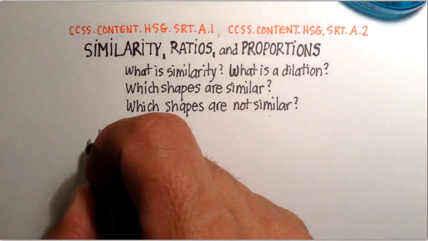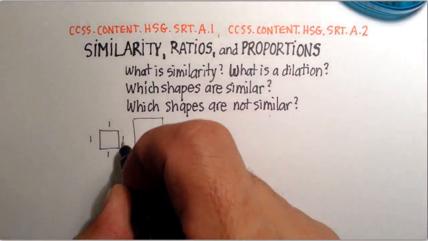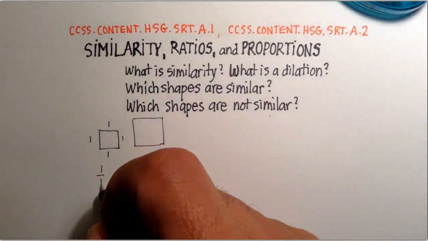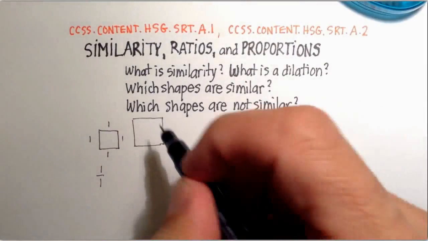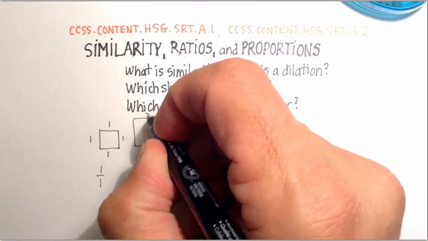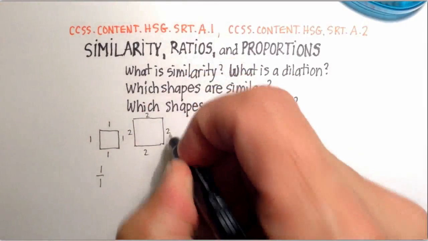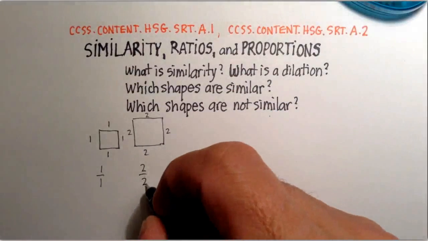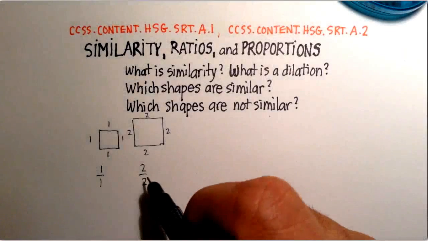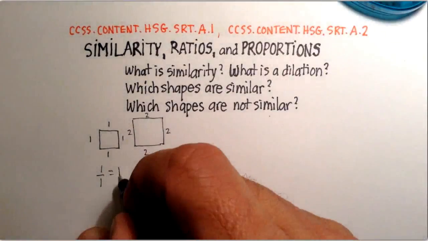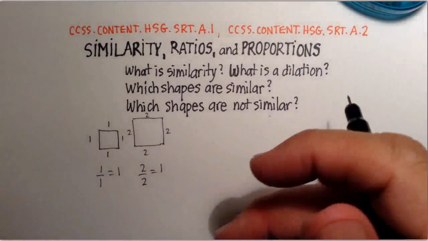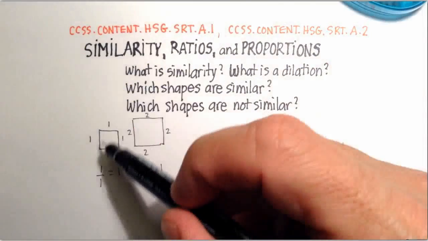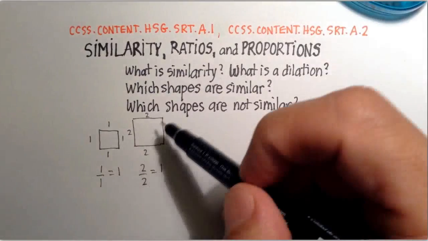Let's say that each one of these sides was 1. So the ratio from side to side would be 1 to 1. In another square, we know that all sides are equal, and let's say this was 2, 2, 2, and 2. Again, the ratio from side to side would be 2 to 2. What do you notice about these two ratios or proportions? Well, they're equal, aren't they? So similar objects retain the same ratio or proportion even though the size might change.